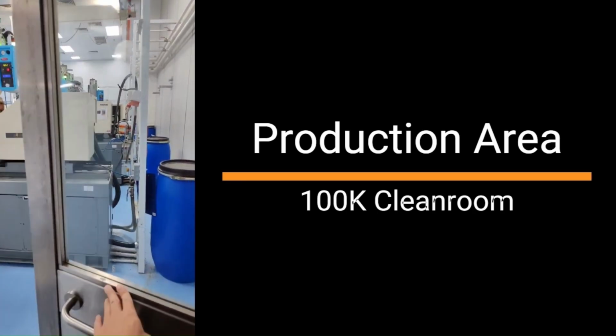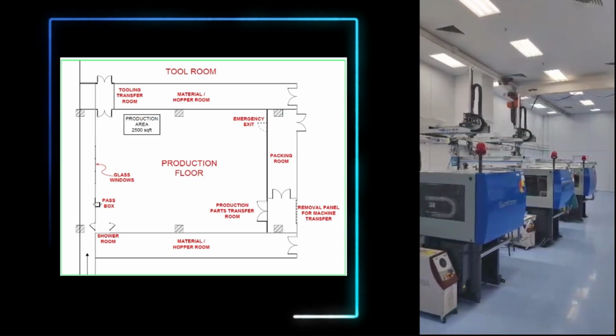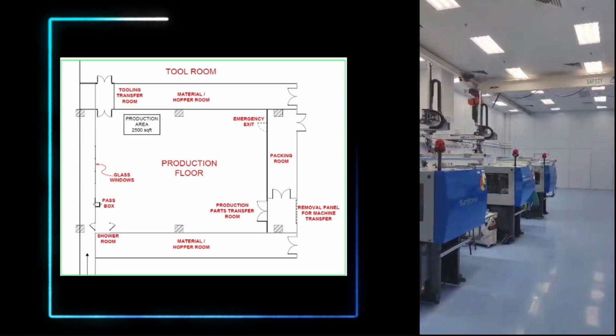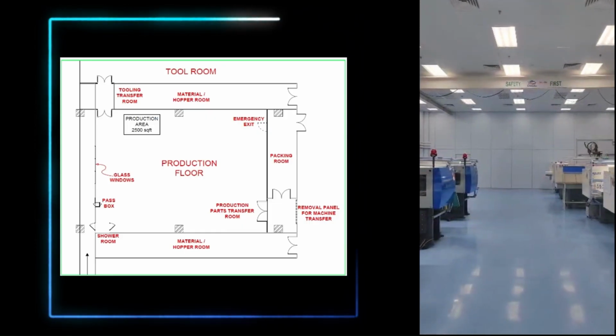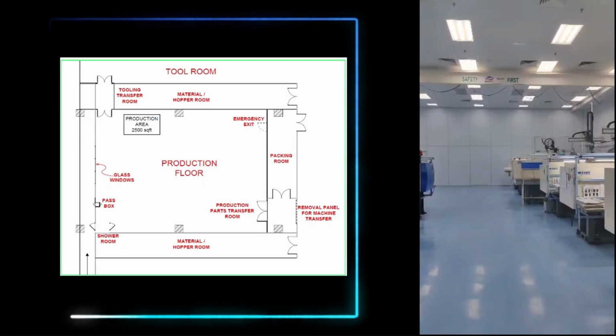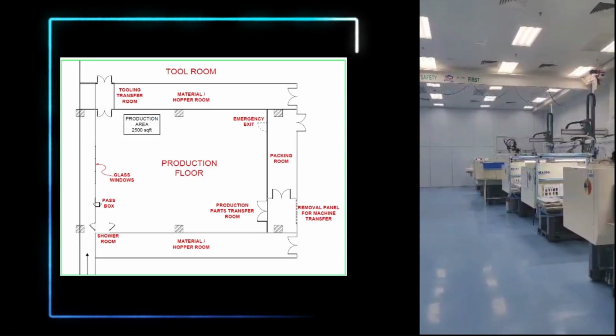Production area is completely separate from normal environment. Humidity, temperature, air flow, and dust particles are controlled and monitored. Tools and materials movement must pass through interlock door system to ensure clean environment.